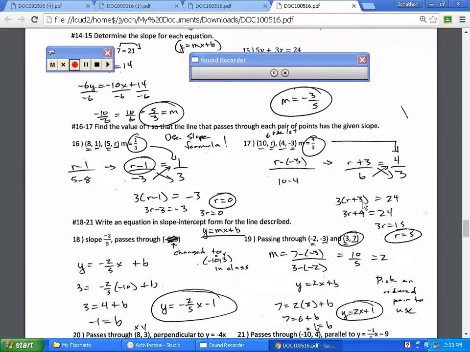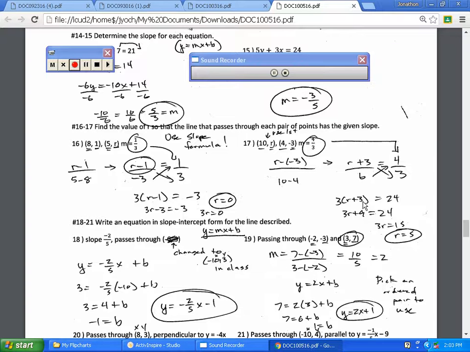Cross multiply, folks. -3 is equal to 3 times r minus 1. Do a little distribution. You're going to get r is 0. Same thing on the next one. I always use the first ordered pair first, because r is the first y value. So r minus negative 3 over 10 minus 4 is r plus 3 over 6, which equals 4/3. Cross multiply: 3 times r plus 3 is equal to 4 times 6. You're going to get r is 5.